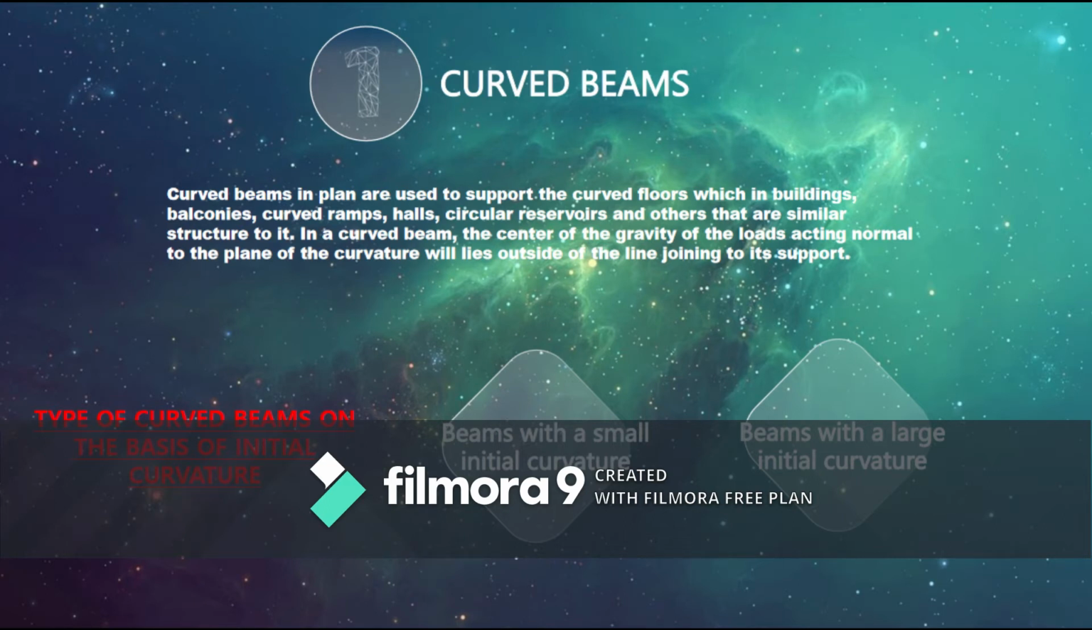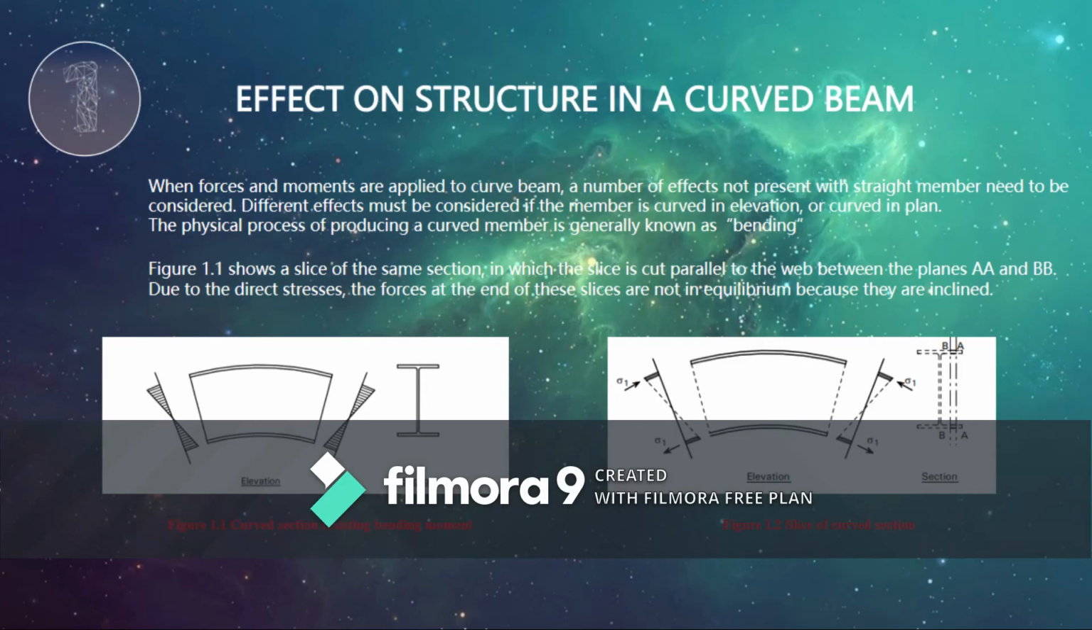Types of curved beams on the basis of initial curvature: beams with a small initial curvature and beams with a large initial curvature. Effect on structure in a curved beam.